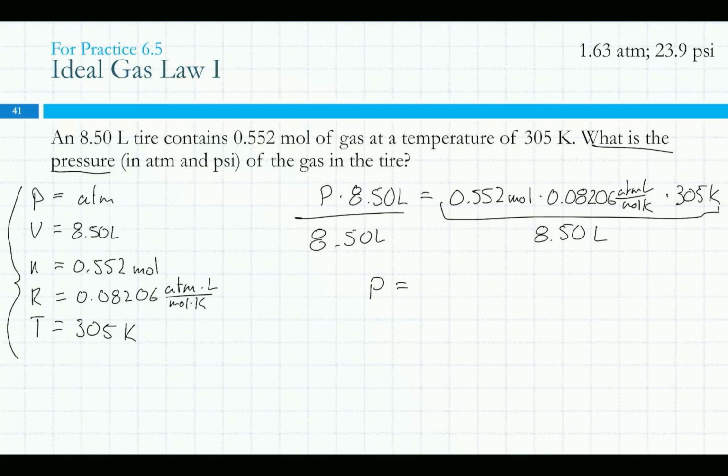Oh, I missed a zero. Sorry. 1.63 atmospheres. Does anybody know how many psi per atmosphere? It's not one-to-one. It's 14.7. 14.7 psi for every 1 atmosphere. So multiply by 14.7. It's not atm, it's psi.